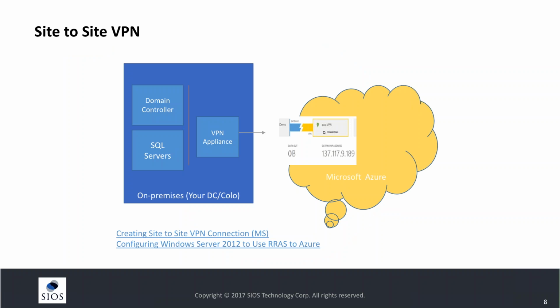One of the ways we can connect to Azure, and this is probably the most common way at most of my clients, is what's known as a site-to-site VPN. Amazon has a very similar concept. In this case, whether it's your data center or colo, there's a VPN appliance on the other side of the firewall from our SQL servers, our domain controllers, and the rest of our network.